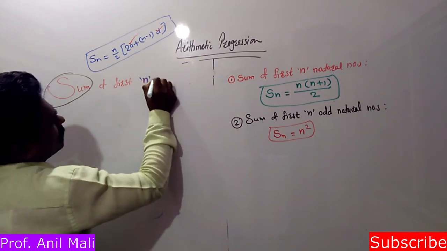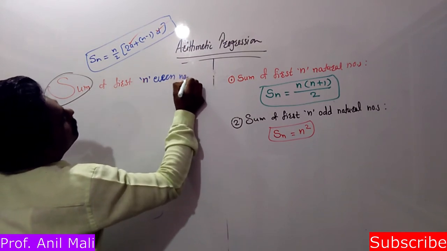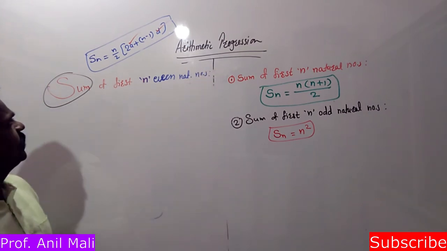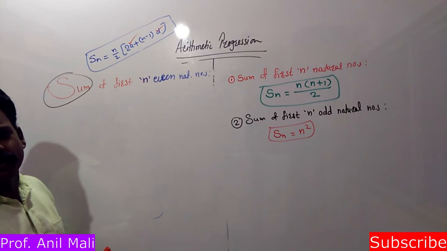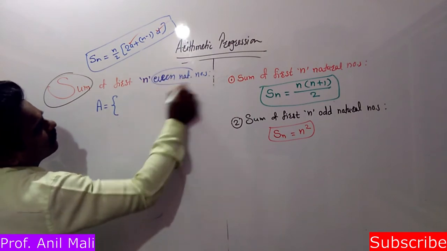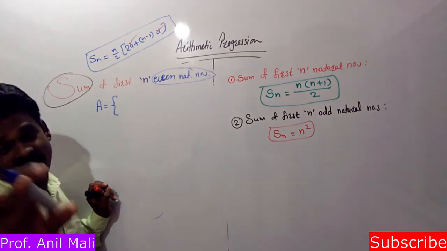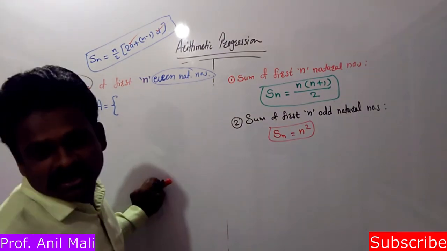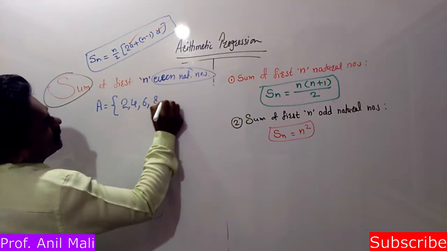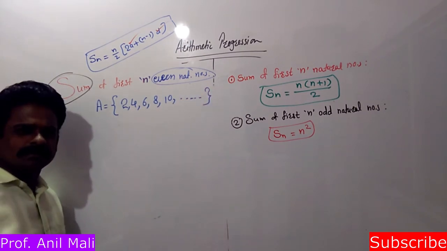Sum of first n even natural numbers. Okay, no problem. Now see, sum of first n even natural numbers. Let this A be the set of all even natural numbers. All even natural numbers. So what is the first even natural number? First even natural number is what? It is 2. Second is 4, 6, 8, 10 and so on. Fine. No problem. So n terms will be there.